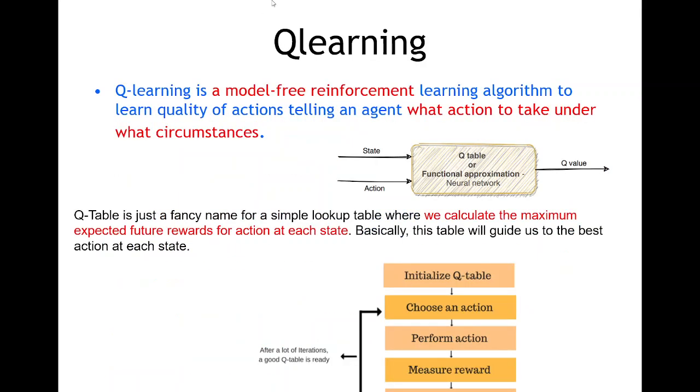So what is Q-learning? Q-learning is basically a model-free reinforcement learning algorithm. The idea is to learn the quality of the action so that the agent can think what is the best action it should do in order to receive the maximum value. In the Q-learning model, we make a table, and that table is used to calculate the value the agent can get in a particular state. That value decides what the agent should do to go from one state to another state. Actually, the Q table is just a fancy name for a simple lookup table where we calculate the maximum expected future reward for an action. So we first initialize the Q table, then we choose an action, we perform the action, we measure the reward, and we update the Q table.